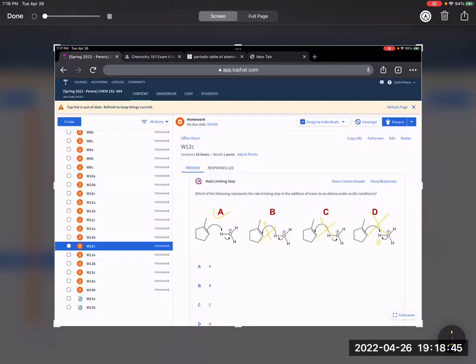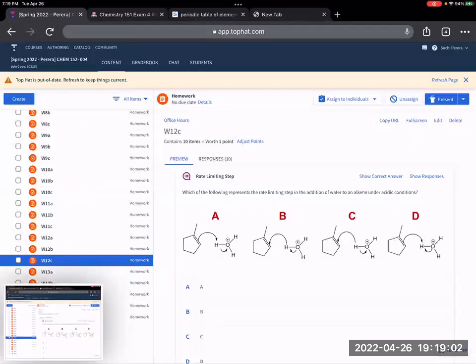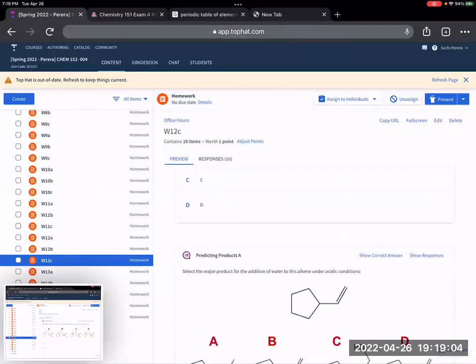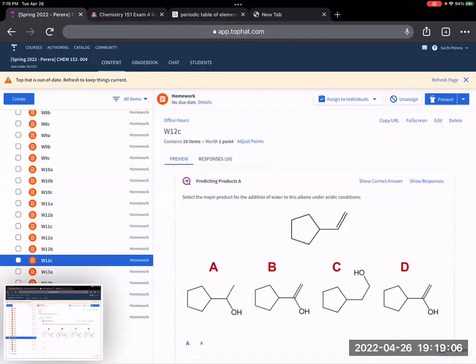Because if the bond breaks towards hydrogen, it's going to have more electrons, and that's not going to interact with the electron-rich alkene. It's going to repel it. Therefore, the bond has to break the other way. That's why option D is out. The correct answer is option A. Okay, so moving on.